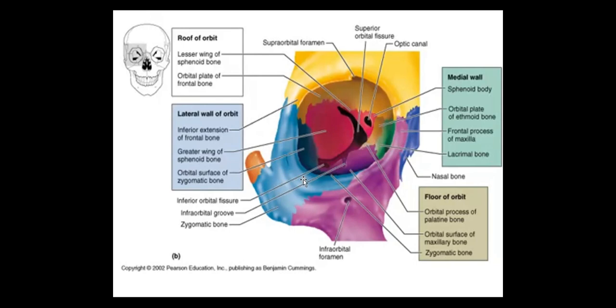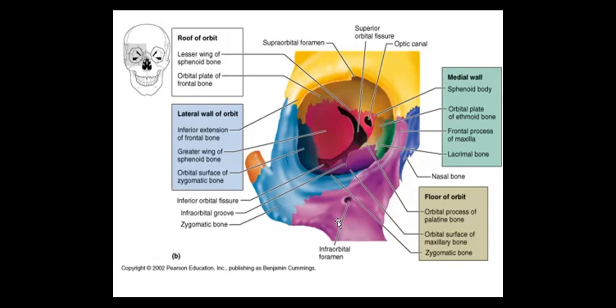In the orbital surface of zygomatic bone, what opening is present in this surface? Foramen zygomatico-orbital, zygomatico-facial in the lateral, and zygomatico-temporal in the temporal surface. Okay, and it was walls or some surface in the orbit, yes.